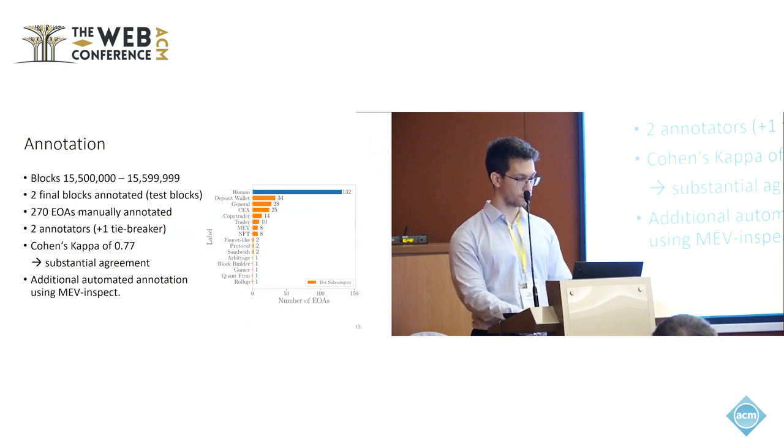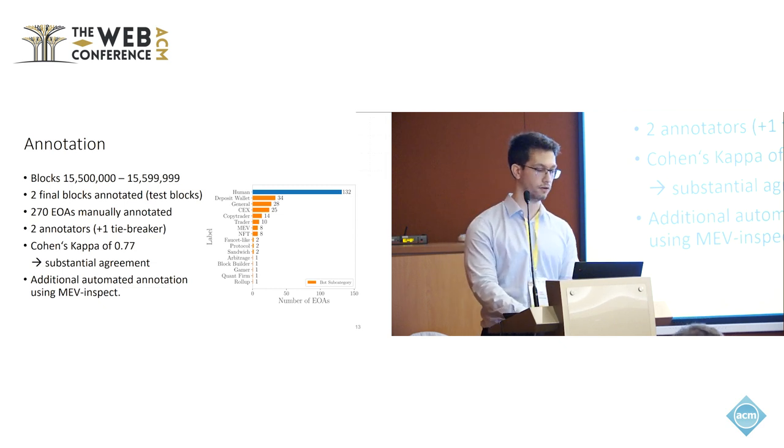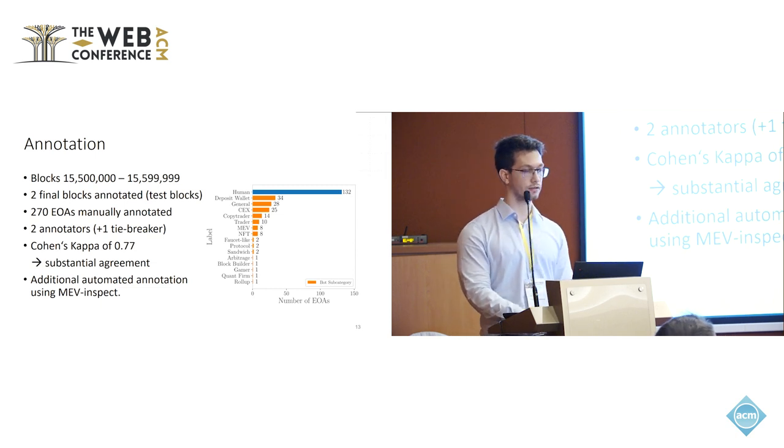So for the annotation, as I said, we have these 100,000 blocks, and the last two are the test blocks. We annotate them using two annotators. When they disagree on whether the address is a bot or a human, there's going to be a tiebreaker via a third annotator. And the Cohen's kappa is 0.77, the interpretation of that is substantial agreement. Maybe more intuitive is a percentage agreement of 0.89, or 89%.